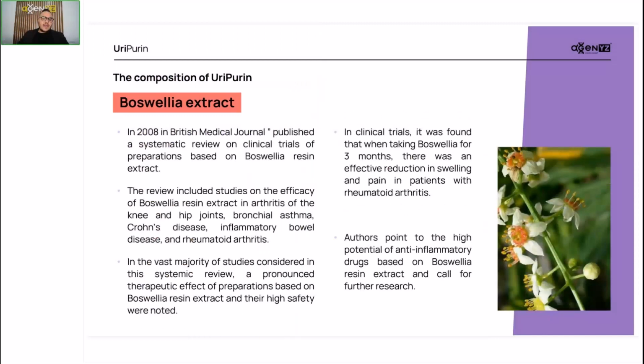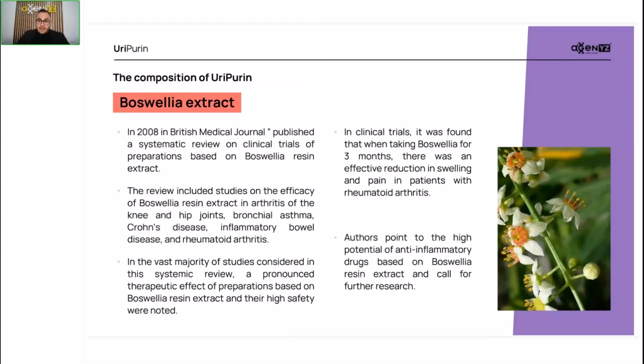In 2008, in the British Medical Journal, a systematic review was published. The review used Boswellia resin extract and included studies on the efficacy of Boswellia resin extracts in arthritis of the knee and hip joints, bronchial asthma, Crohn's disease, inflammatory bowel disease, and rheumatoid arthritis. In the vast majority of the studies included in this systematic review, a pronounced therapeutic effect of preparations based on Boswellia resin extract and their high safety were noted.